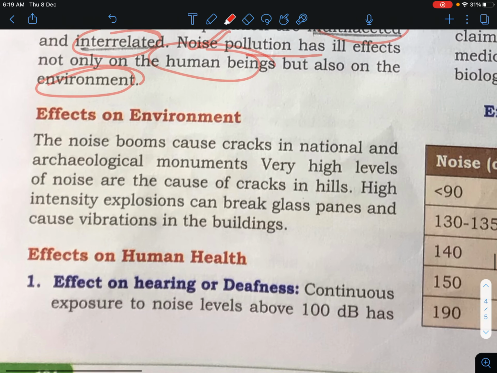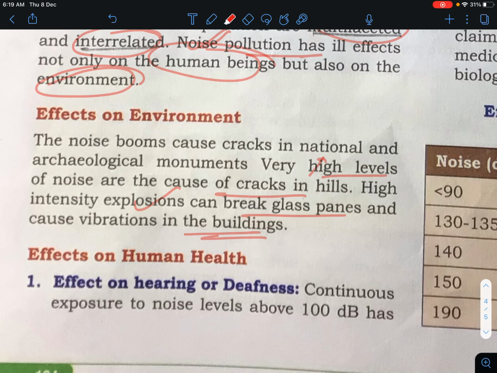Now, effects on the environment. Noise from booms causes cracks in national and archaeological monuments. Very high levels of noise are the cause of cracks in hills, and high intensity explosions can break glass panes and cause vibrations in buildings. Yes, it is very true that a very high level of noise can cause cracks in the hills, and high intensity explosions can break glass panes and cause vibrations in buildings also.